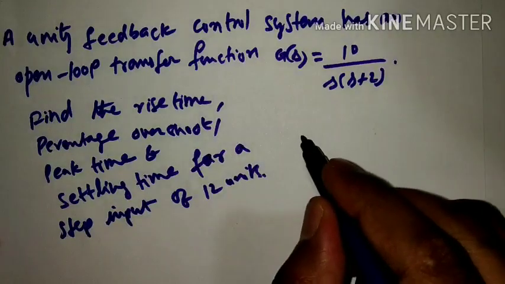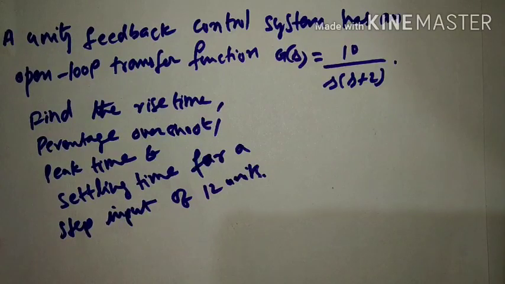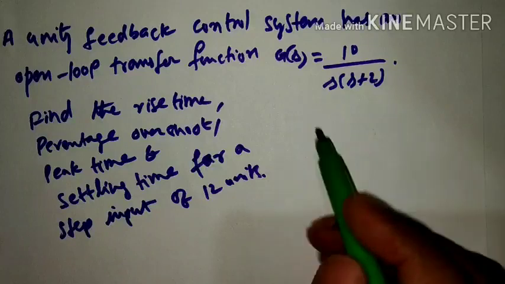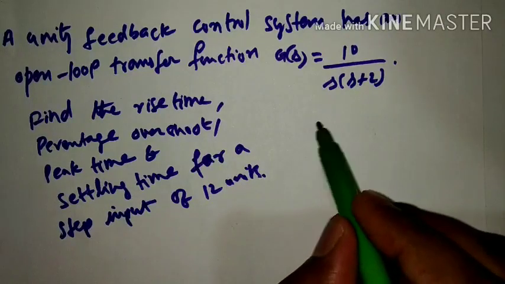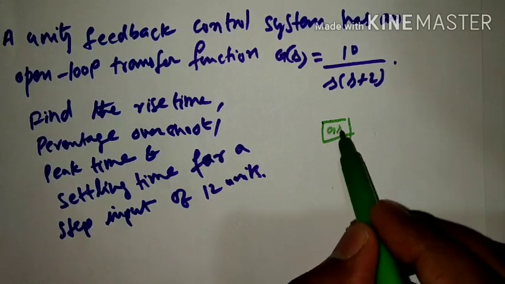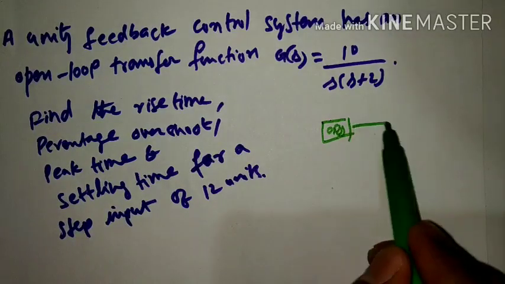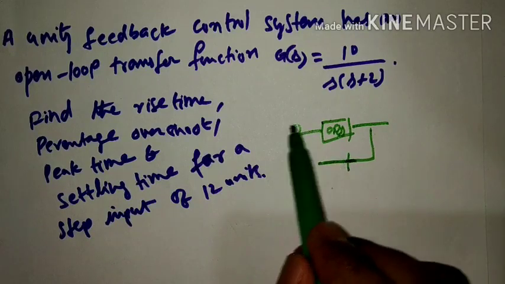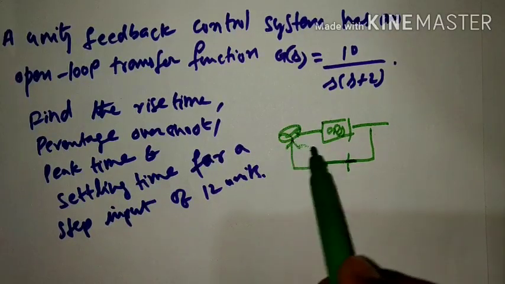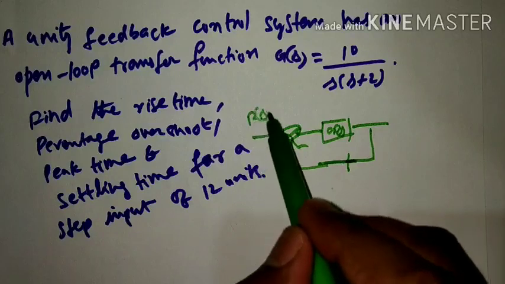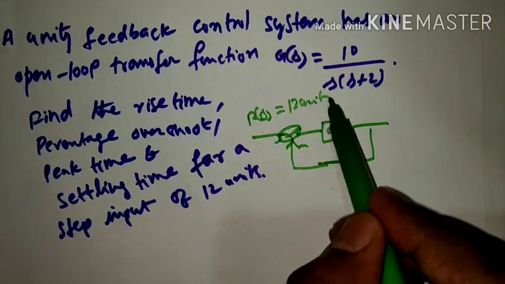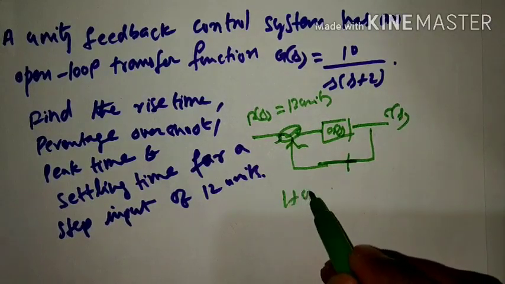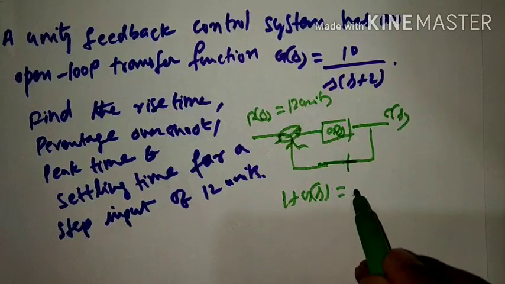So what you have to find? The problem: a unity feedback control system has an open loop transfer function. So this is G of s, and it's a unity feedback. Okay, here H of s is equal to 1. So this is R of s is equal to 12 units. Okay, this is C of s. What is the characteristic equation for this? 1 plus G of s is equal to 0.